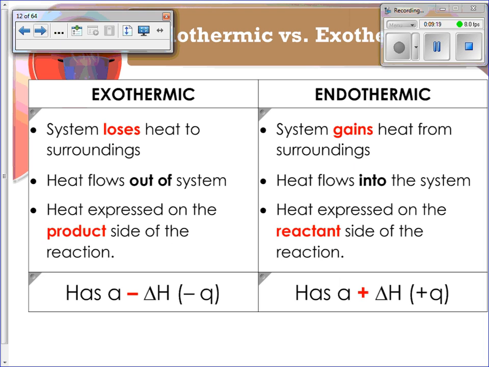If you have exothermic, again, we've talked about this, the system is going to lose heat to the surroundings. Therefore, the heat's going to flow out of the system, and the heat's going to be expressed on the product side of a reaction. So when you write it, heat is going to be one of your products. It's going to have a negative change in H, and therefore also a negative Q, which we have covered before.